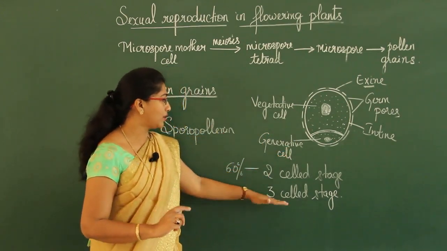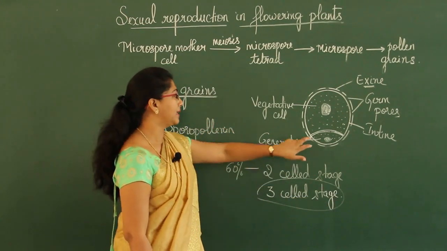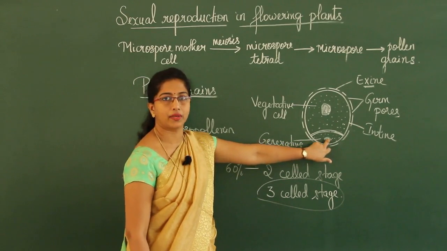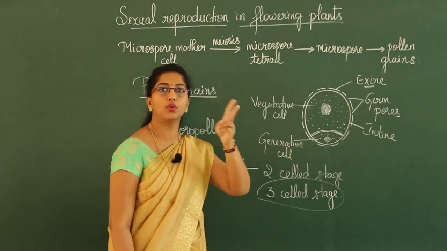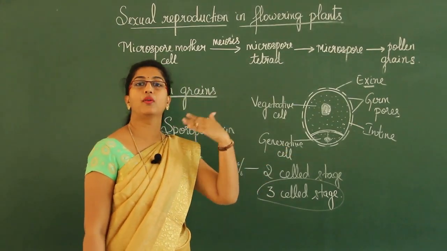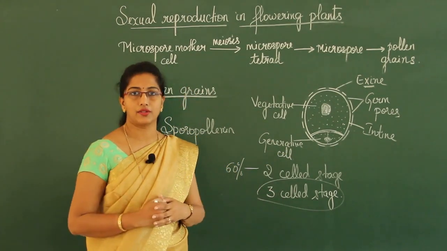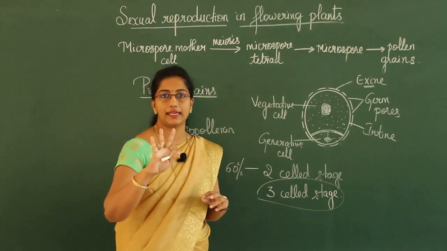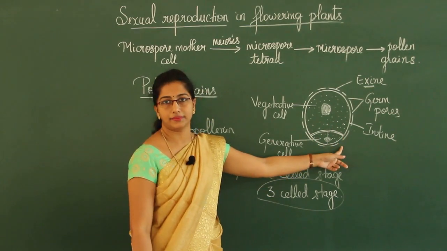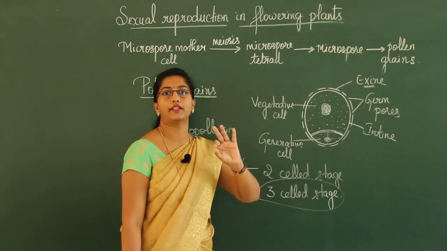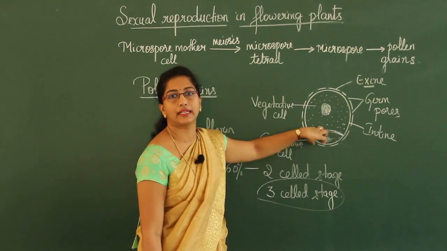But you should also know that in the three-celled stage, the generative cell will again divide and form two cells. So two generative cells will be formed before the pollen grains are released. The remaining 40% of the angiosperms release pollen grains in the three-cell stage, so it will have one vegetative cell and two generative cells. One mitotic division happens here, and one generative cell divides into two generative cells.